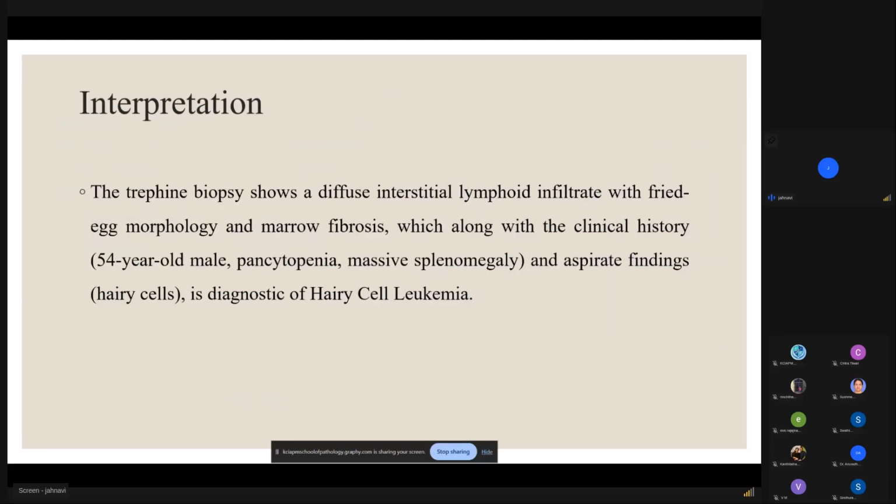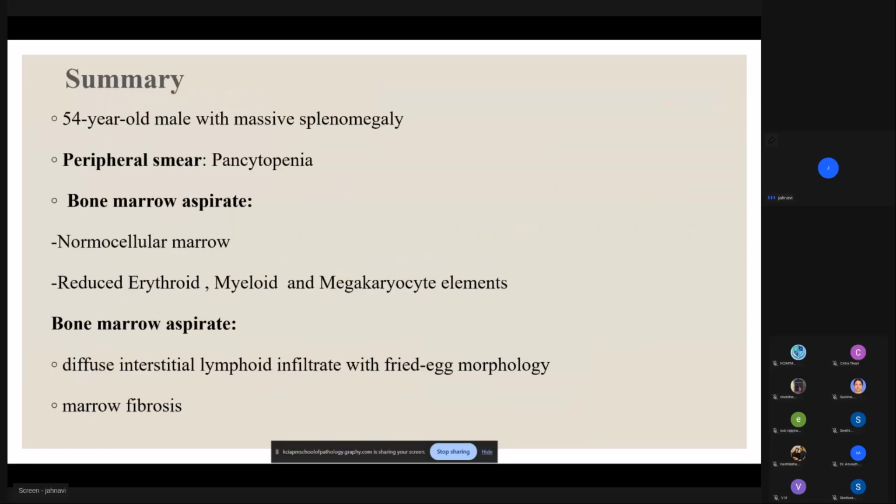So coming to the interpretation, the trephine biopsy shows a diffuse interstitial lymphoid infiltrate with fried egg morphology and marrow fibrosis, which along with the clinical history, that is a 54-year-old male with pancytopenia and splenomegaly, and aspirate findings, those are hairy cells, is diagnostic of hairy cell leukemia.